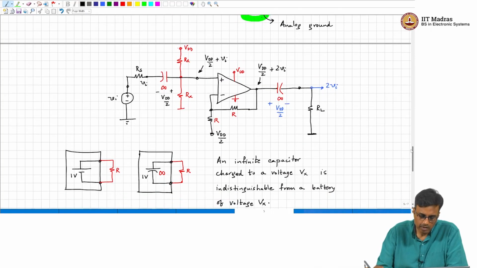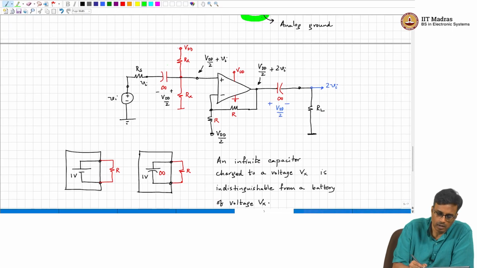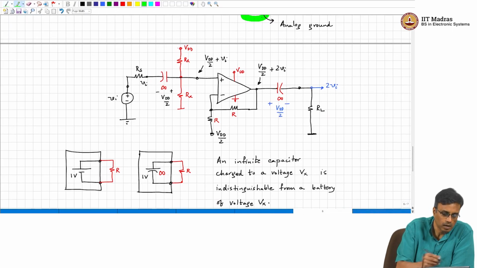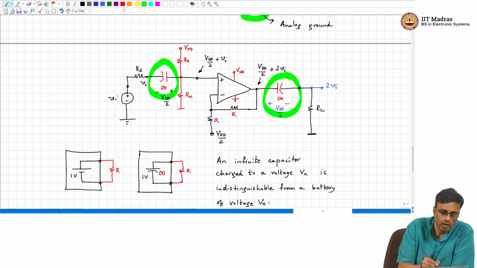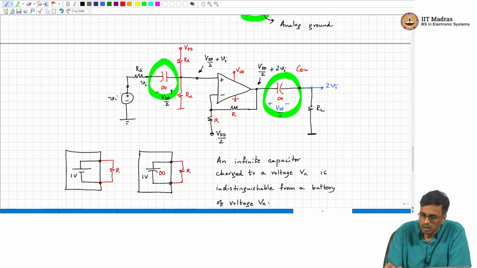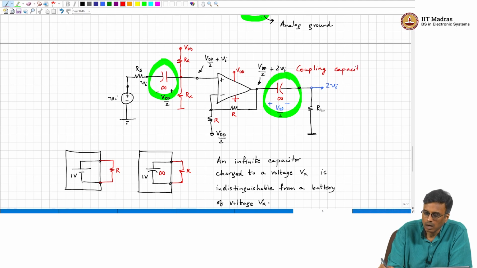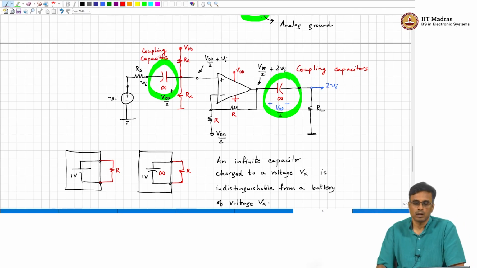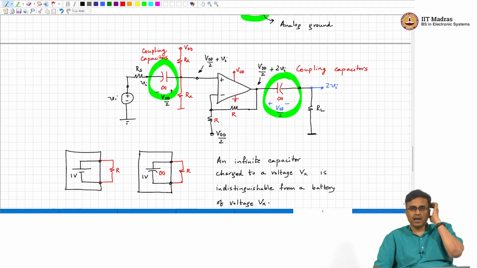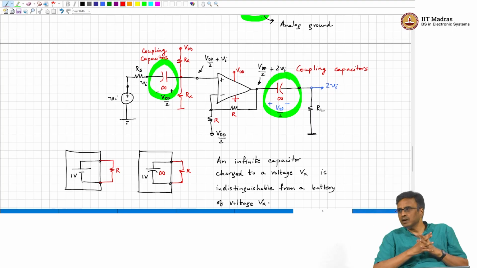So, these capacitors are often called coupling capacitors. Right, and as we saw, if they are infinite, then they will simply behave like batteries.